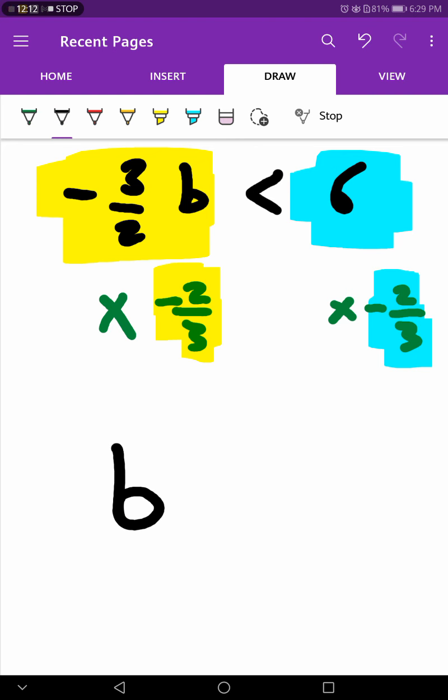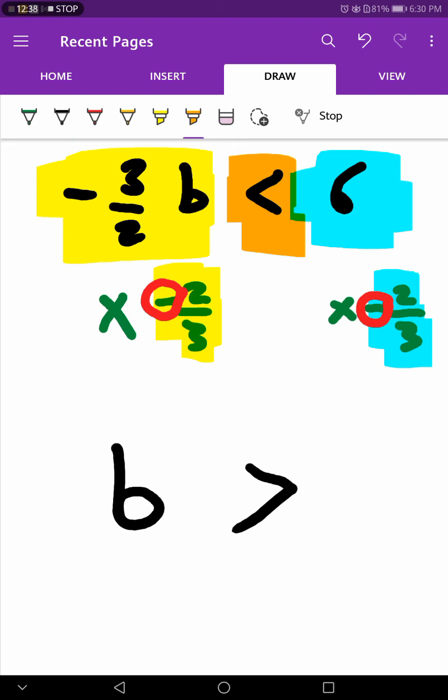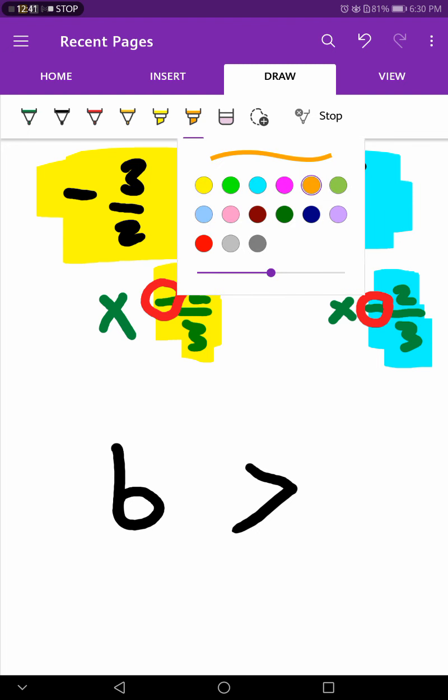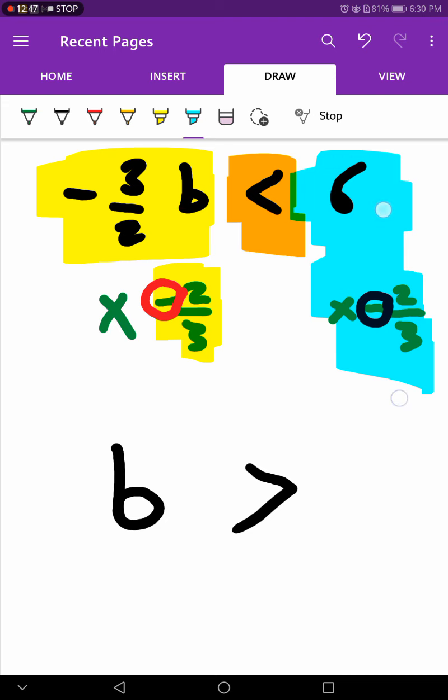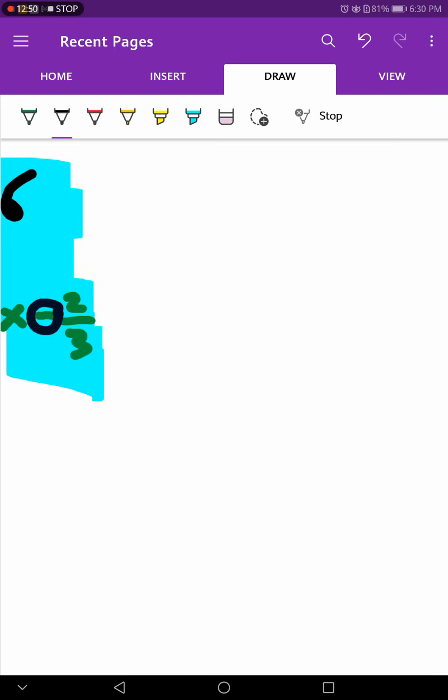And before you continue, because you multiply by a negative, you have to switch this sign. It was less, it will be greater, Yaman. Greater than the answer of this thing. Okay, let me get back to blue. So I will multiply this here. Beside, I will take it here. It is 6 multiplied by negative 2/3.